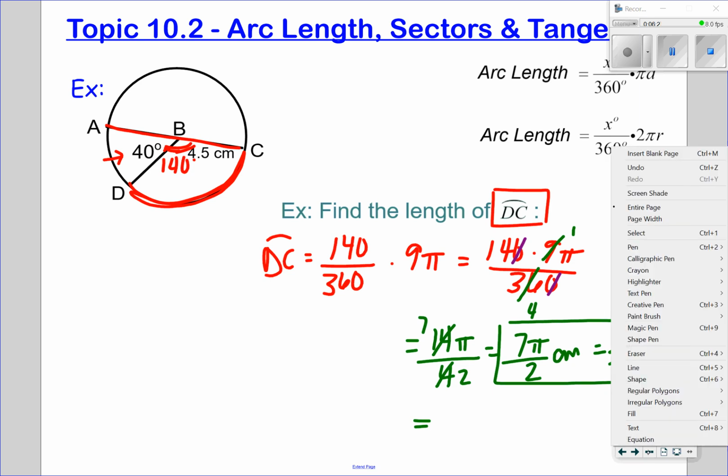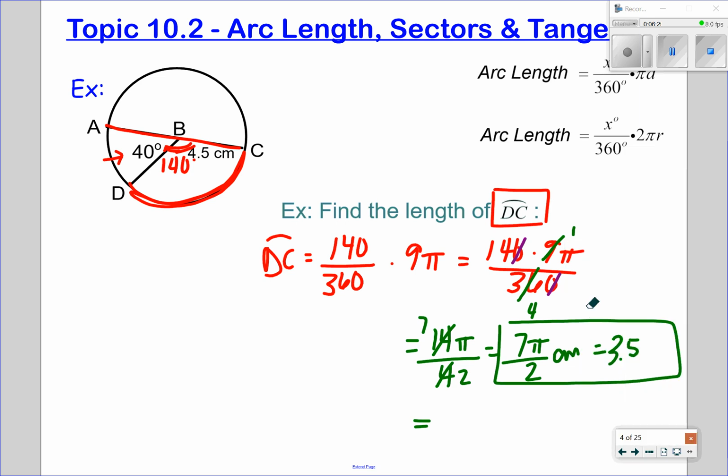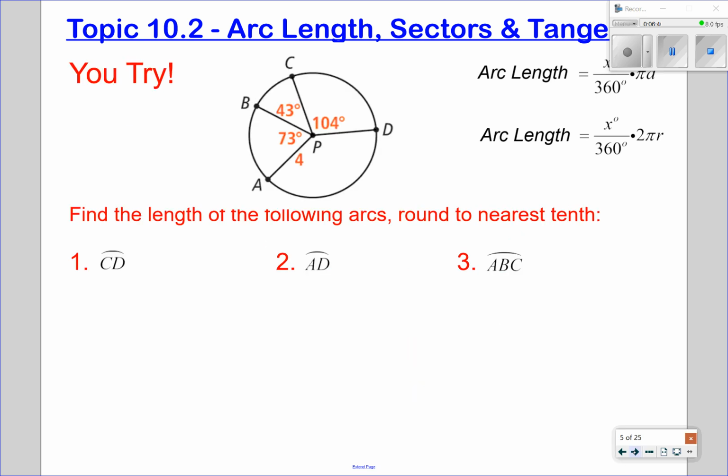And depending on, here we go, let's fix this. So then when you put that into your calculator, you get like 10.99 or 10.98, which would then be 11.0 centimeters. All right, you guys go ahead and try. Pause your video, see what you can come up with.